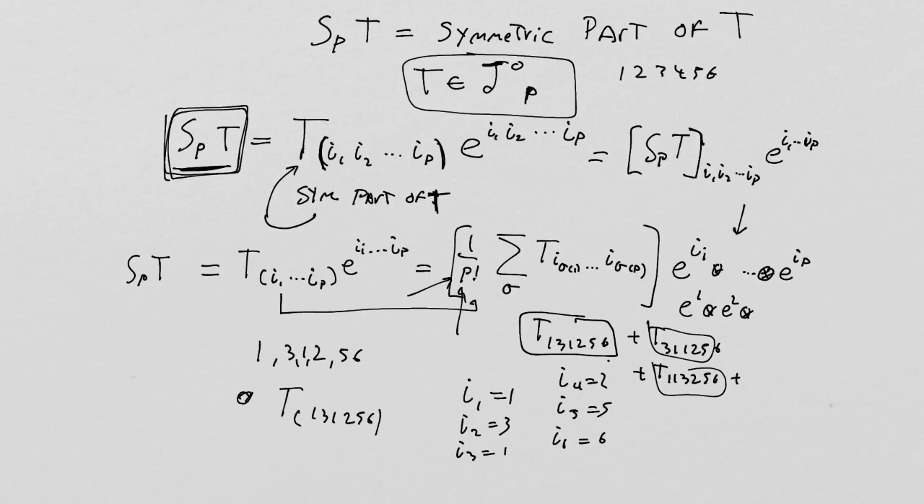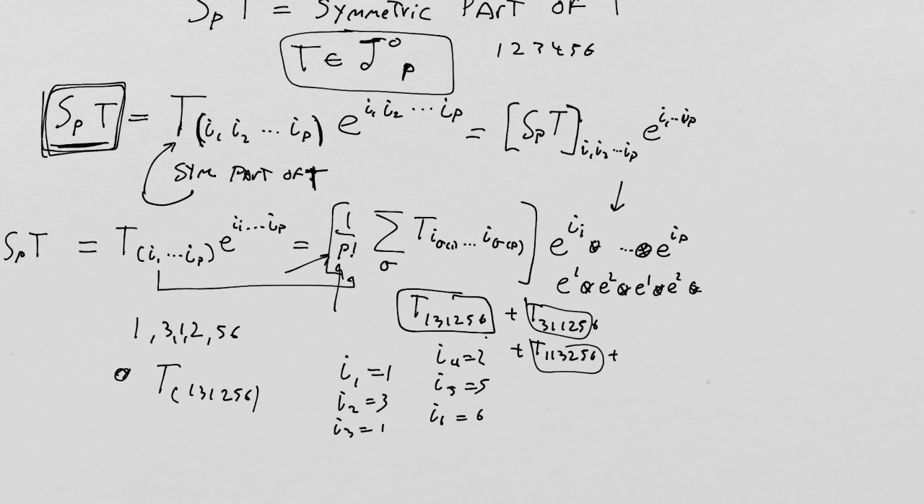E1, E2, E1 tensor product E2 tensor product E5 tensor product E6, right? This particular basis vector inside this tensor product space, that component is calculated using the method I just explained.